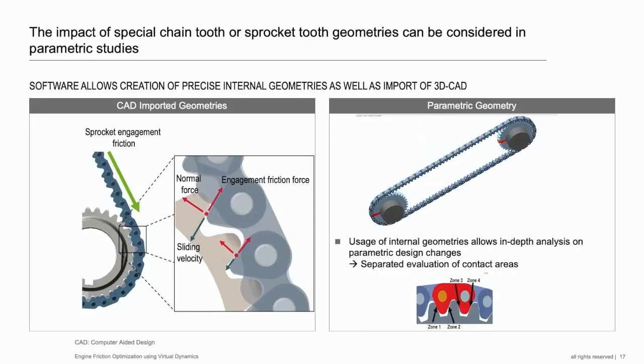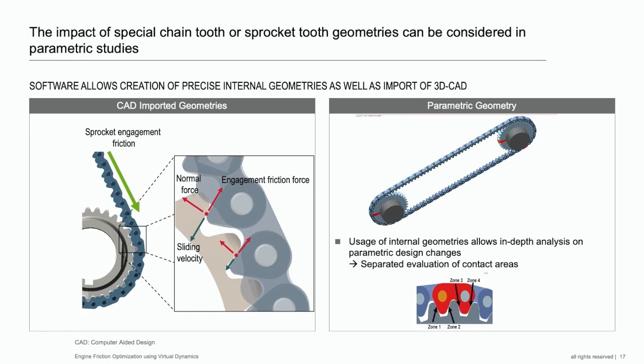Another larger benefit here is that Virtual Dynamics is capable of using real 3D models in order to model the contacts between the chain and the sprockets. So here you have a close picture of the engagement between a silent chain and a sprocket, and the friction calculation is considering all the relevant forces and sliding motion to give a very accurate feedback about the occurring friction.